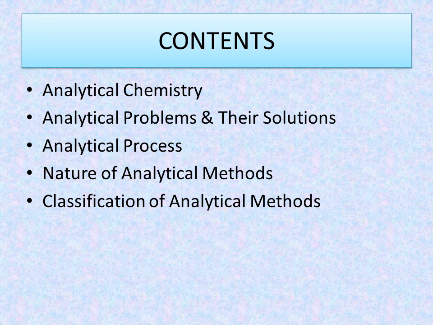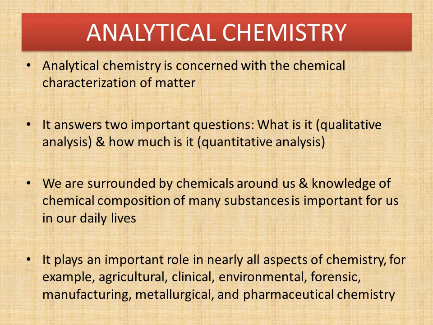So let's get started. Let's start with analytical chemistry. Analytical chemistry is concerned with the chemical characterization of matter. We know that anything which has mass and occupies space is called matter. So we might be interested to know the chemical composition of matter or substances present around us. And chemical composition means that a substance or matter is composed of what type of elements or compounds. So analytical chemistry is all about the chemical characterization of substances around us.